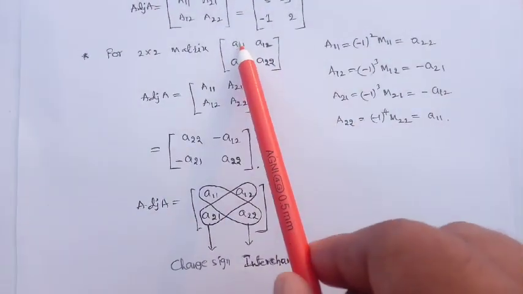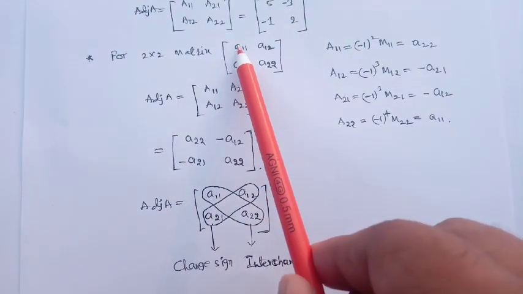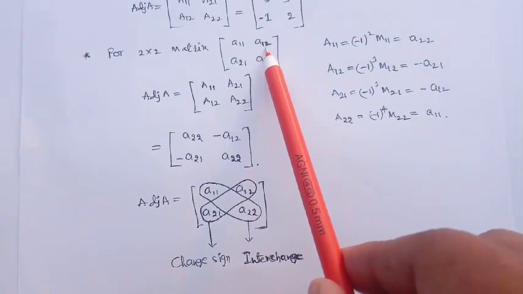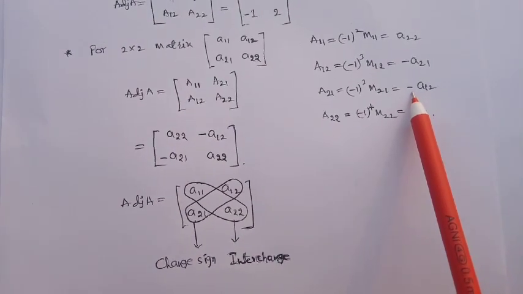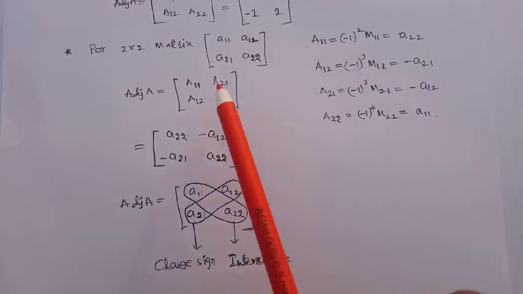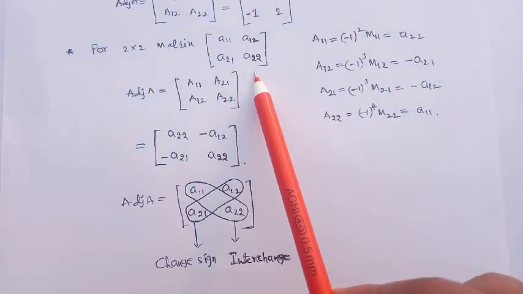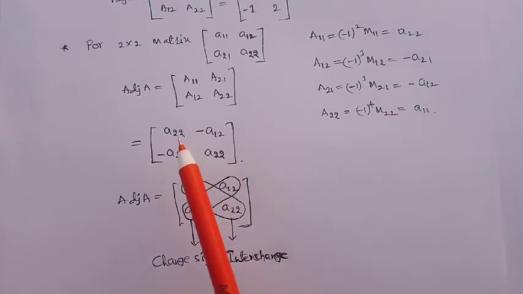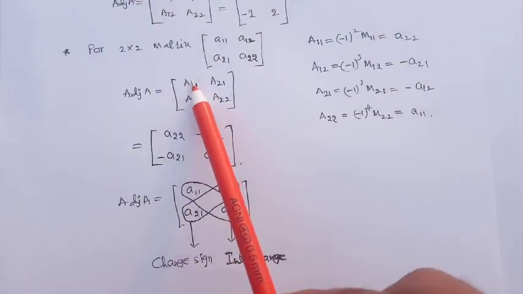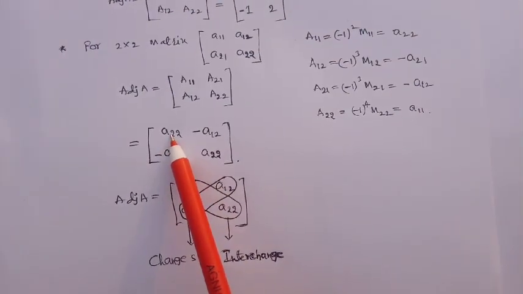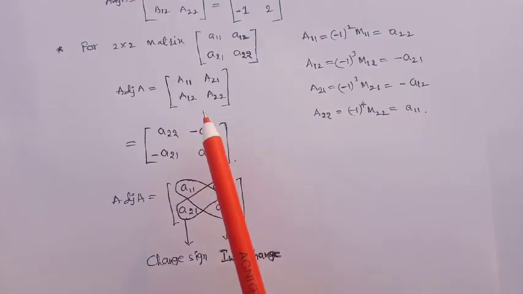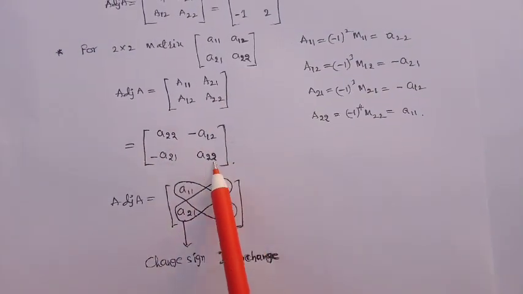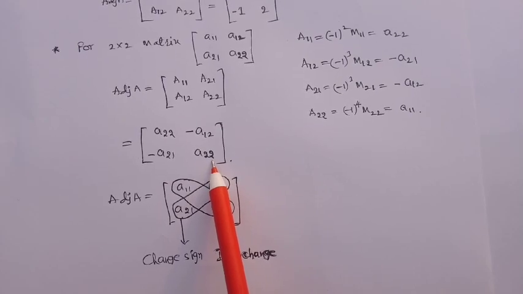Next A21, excepting first column and second row, A12 will remain. So A12, that too with minus. Now coming to the next, A22, excepting second row and second column, A11 is to be taken, that too with plus. Keeping each and everything here, the cofactor of A11 is going to be A22, the cofactor of A12 is minus A21, the cofactor of A21 is minus A12, and the cofactor of A22 is A11.